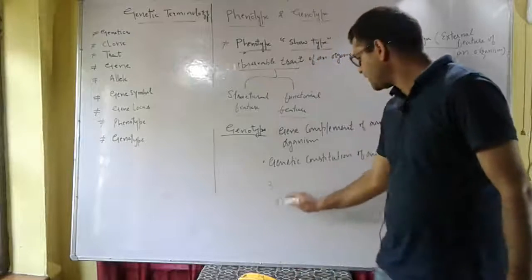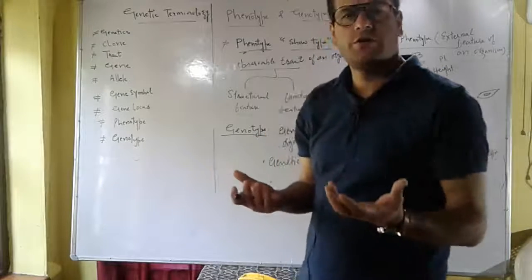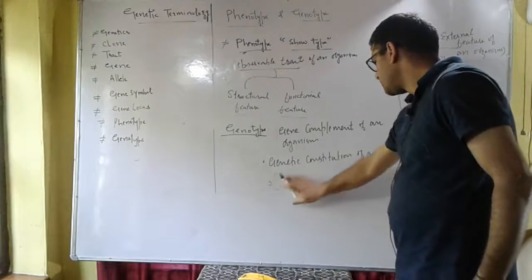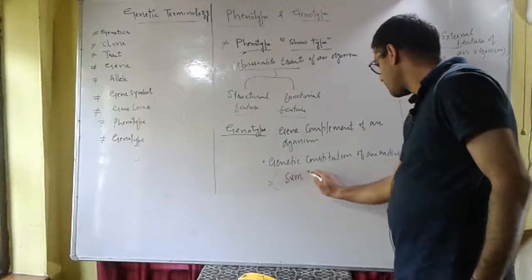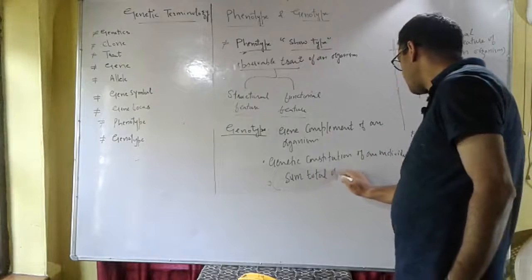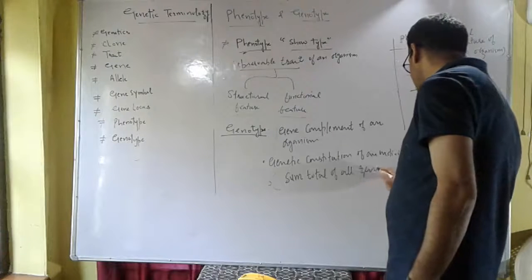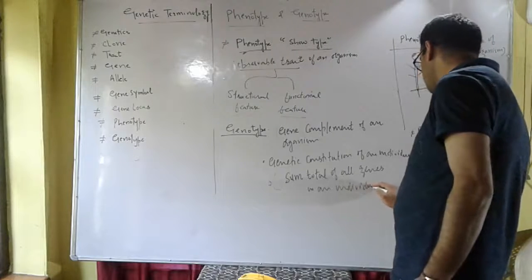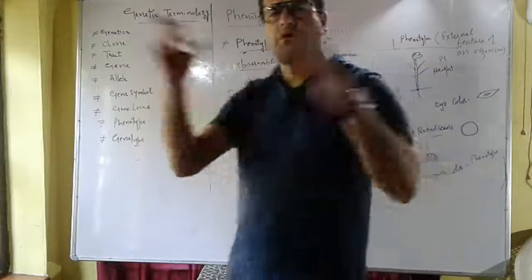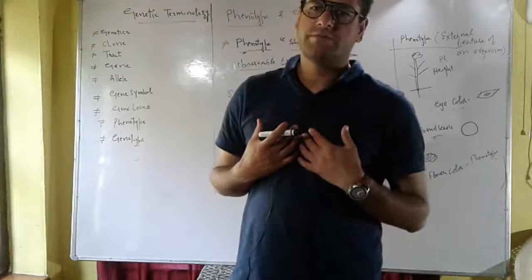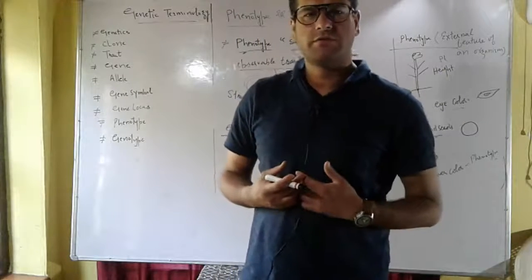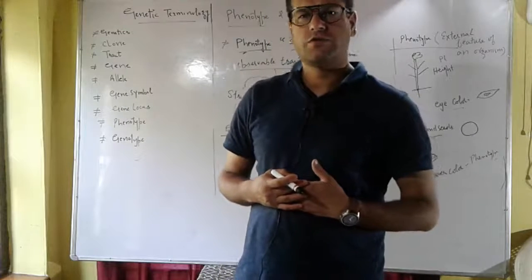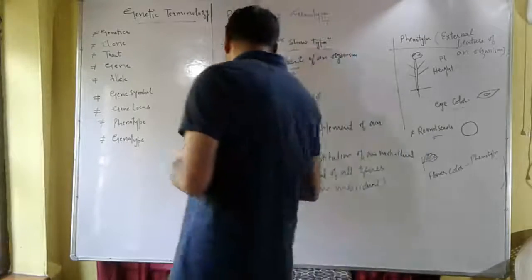So what do you mean by genetic constitution? Total genes which exist in an individual, that constitutes it as genotype. The sum total of all the genes which are present in an individual. For example, if I count the number of genes which are present in me, that constitutes my genotype or genetic constitution.